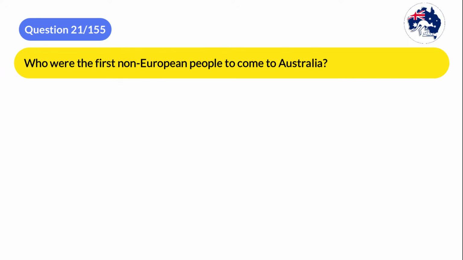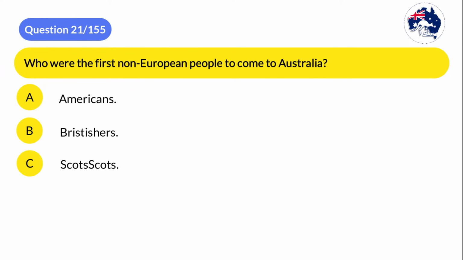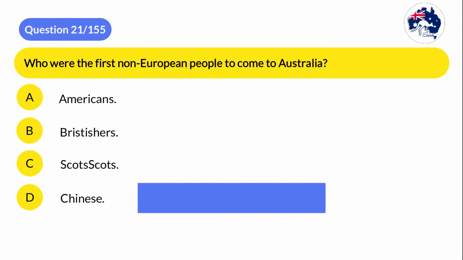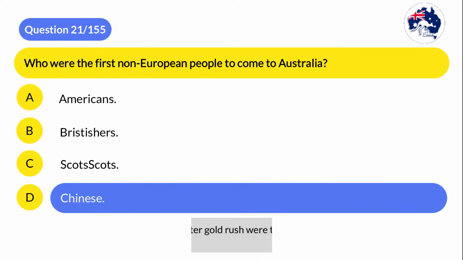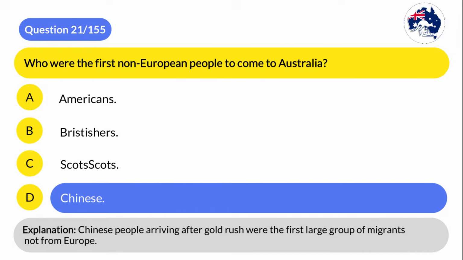Question 21. Who were the first non-European people to come to Australia? A. Americans. B. Britishers. C. Scots. D. Chinese. The correct answer is D. Chinese. Explanation: Chinese people arriving after the gold rush were the first large group of migrants not from Europe.